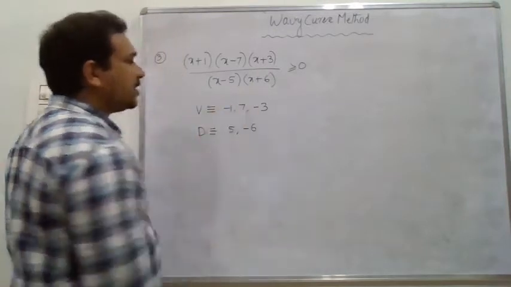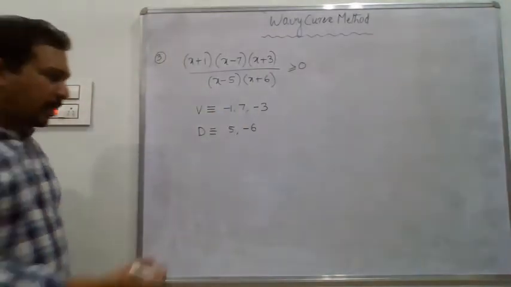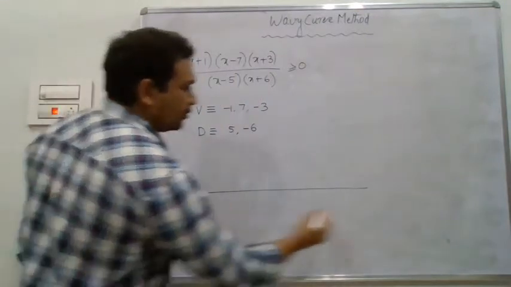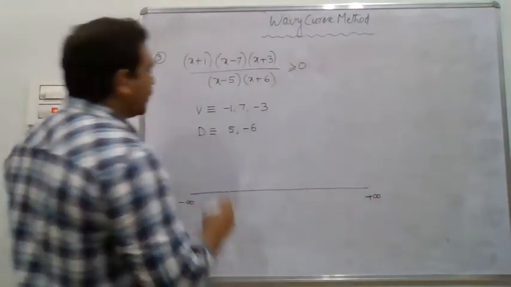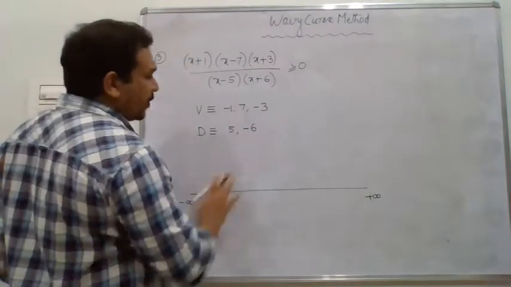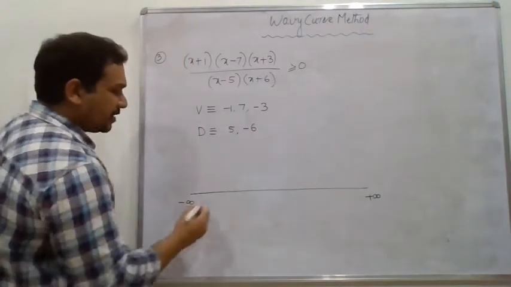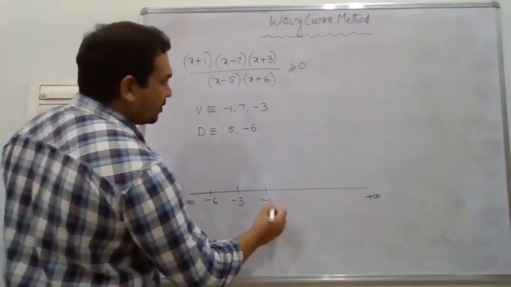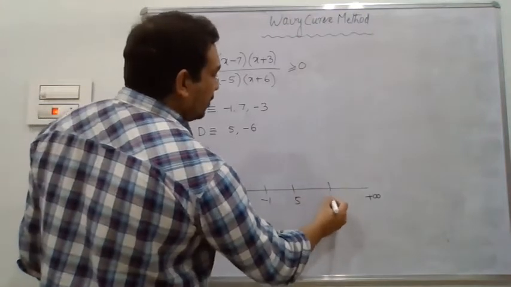That's why minus 6 is a discontinuous point. Similarly, we'll take a real line from minus infinity to plus infinity. Whatever the vanishing and discontinuous points are, we'll keep all these points on the real line in ascending order. We'll start with minus 6, then minus 3, then minus 1, then 5, then 7.